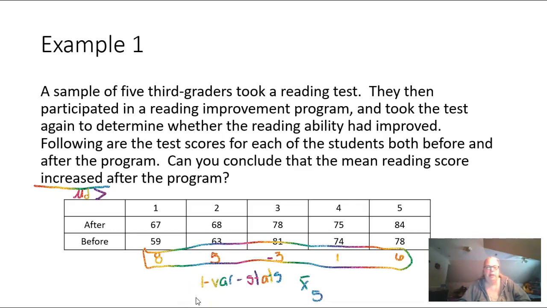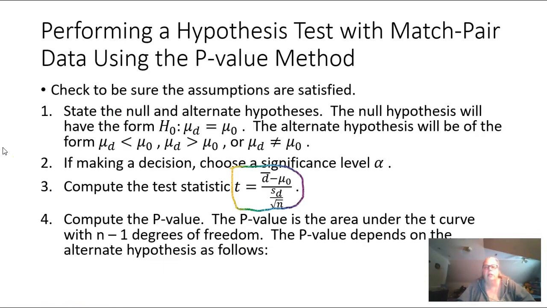Reading off my screen here, I can see that n is equal to 5, but we already knew that because they told us 5 third graders were taking the test. The mean is 3.4, and this is what we're going to call the mean of the differences. And then the standard deviation is 4.393, and this is going to be the standard deviation for our differences right here. And these are the numbers we're going to use to compute our test statistic.